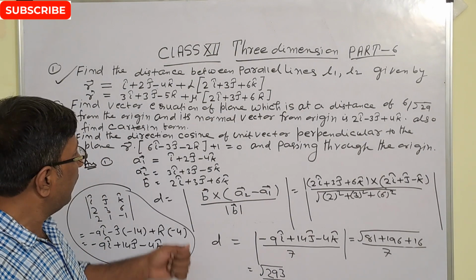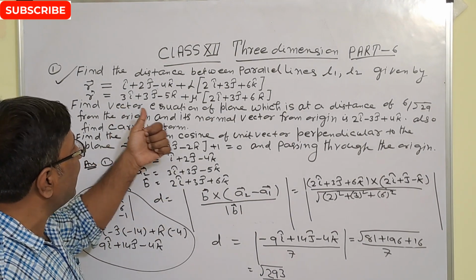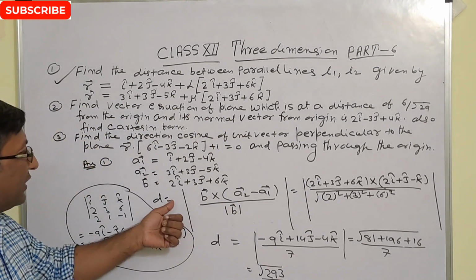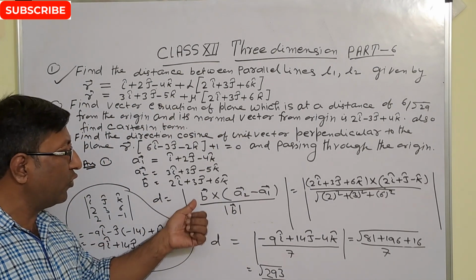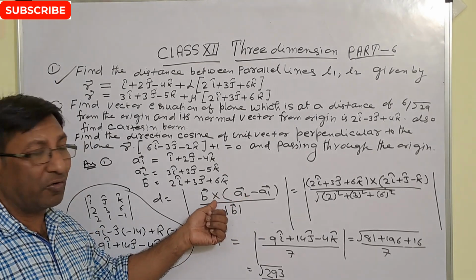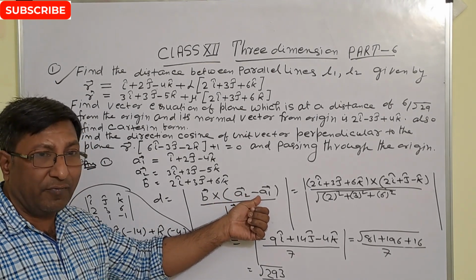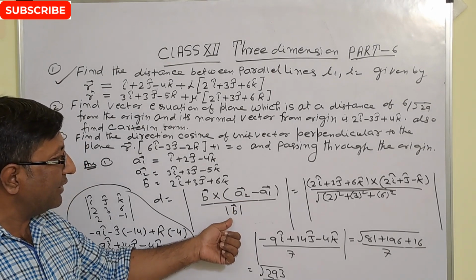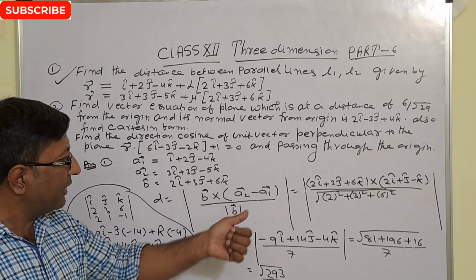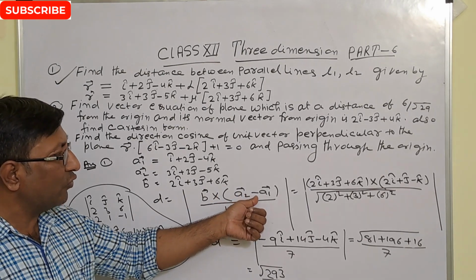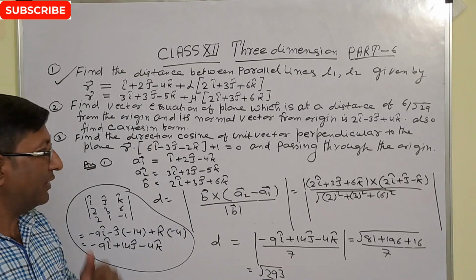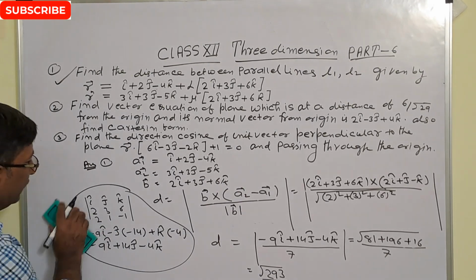Okay. So for this type of question, find the distance between parallel lines, just remember this tricky formula. D is equal to the B vector cross product with (A2 vector minus A1 vector), divided by the magnitude of the B vector. So the B vector is already given, then take the difference of these two vectors, and then go for the cross product and find the answer. So now let us see the second question.